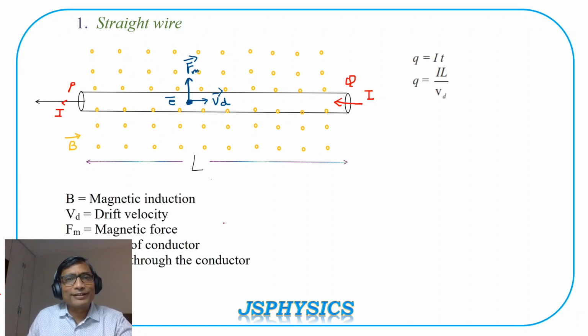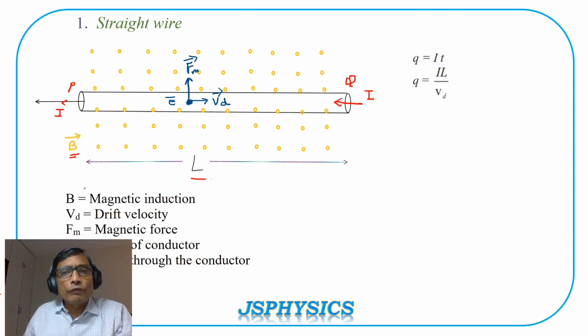The length of the conductor is L, and this conductor is kept in the uniform magnetic field of induction B. So this is a magnetic field. Here we can see these small dots. The dots indicate that the magnetic field is coming out of the plane of the paper. The conductor is kept horizontally inside that. That's why the angle between the magnetic induction and the current carrying conductor is 90 degrees.